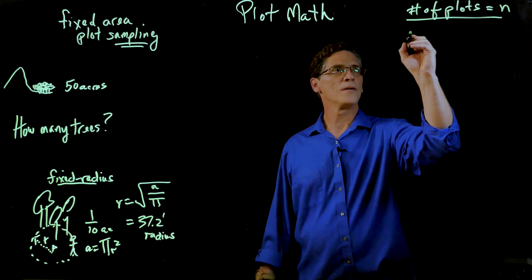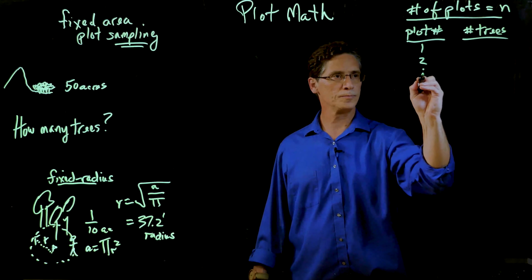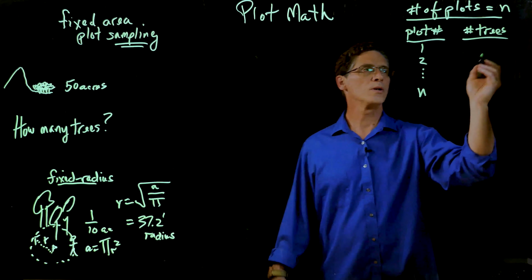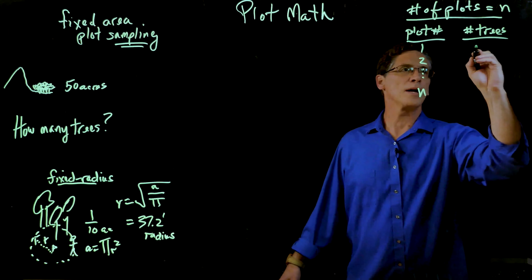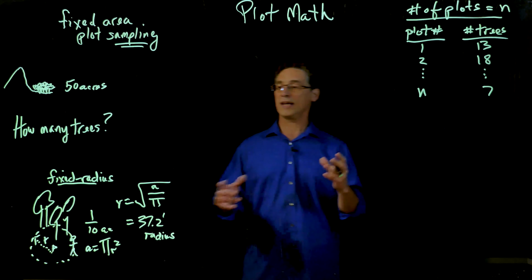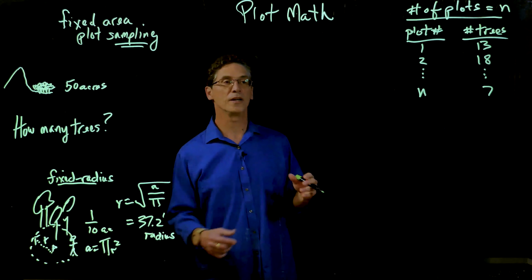Okay, so we're going to have plot 1, plot 2, all the way down to n. So let's say the first plot has 13 trees, and the next plot has 18 trees, and the last plot has 7. So now we have the count of the number of trees in each plot.